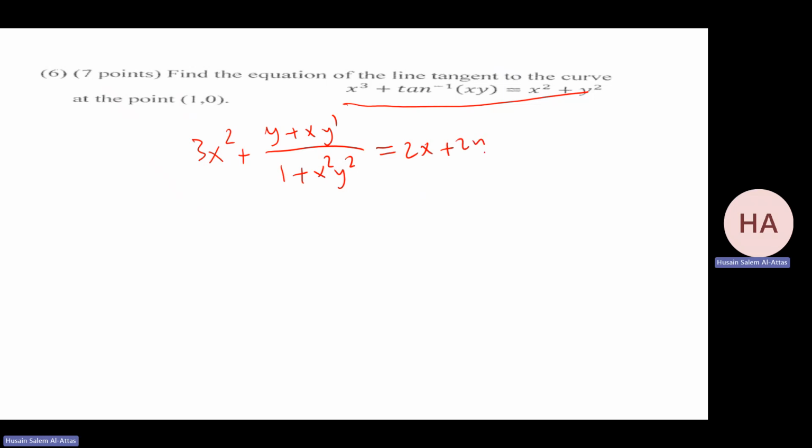Okay, find the equation of the line tangent to this curve at this point. Implicit differentiation: 3x square plus 1 plus x square y square. I have y plus xy prime equal to x plus 2y y prime. What is the point? 1 and 0. So I have 3 plus 0 plus y prime over 1 plus 0. That will be 2 plus 0. So what we have, y prime equal -1. Okay.